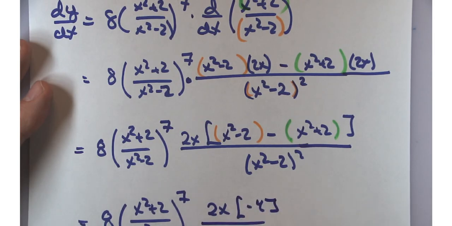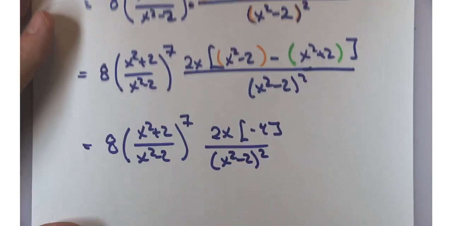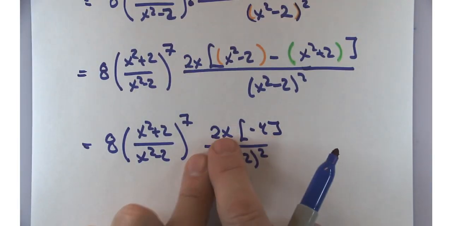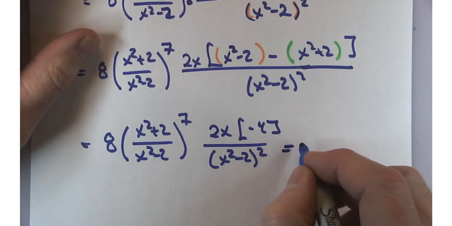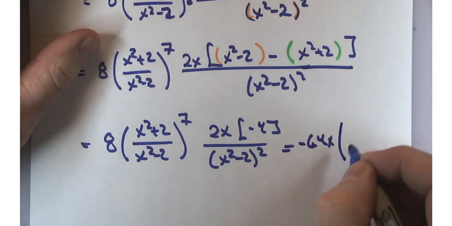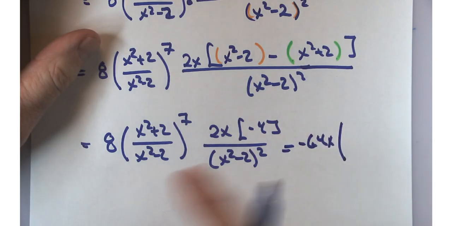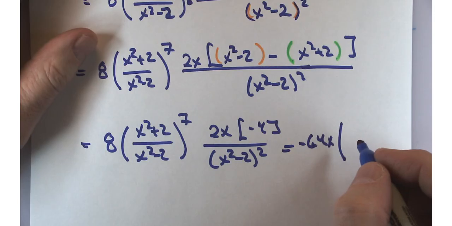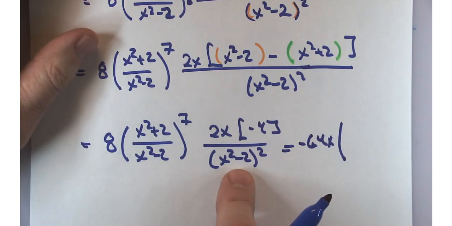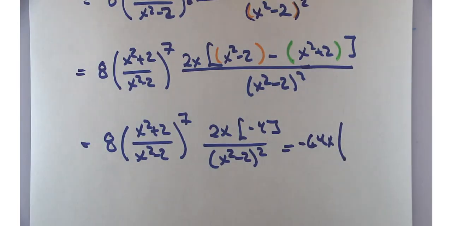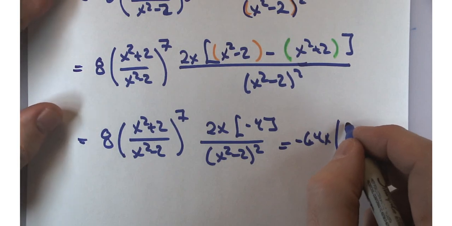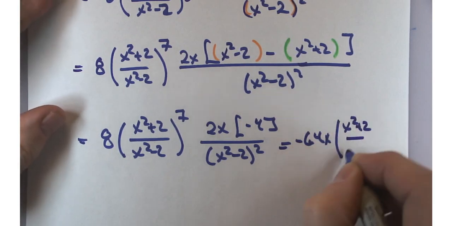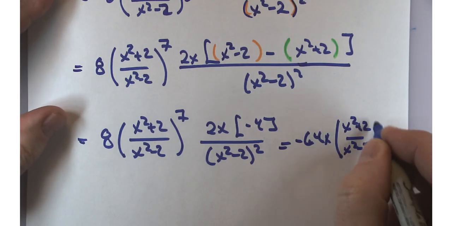Wow, that cleaned up pretty nice in the numerator. So overall, a minus 4 times a 2x is going to be a negative 8x times x. Let's just write that all out front. Minus 64x. Let me do it over here. Well, I'll write it this way first. X squared plus 2 over x squared minus 2 raised to the 7th.